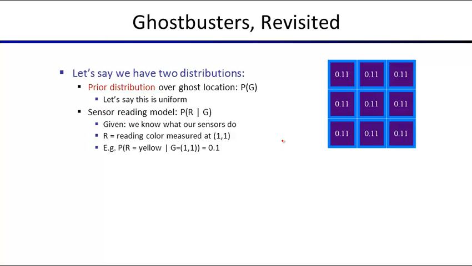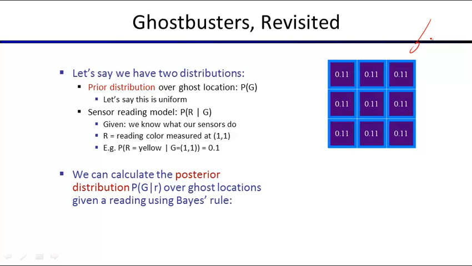Let's say we have two distributions, the prior distribution over ghost location, and a priori we have a uniform distribution shown over here. There is a sensor reading model, and we saw the table for that a while back. What then happens is, whenever you get a measurement, you apply Bayes' rule and find the posterior distribution. One interesting thing about the application of Bayes' rule is that you often get away with this thing over here.